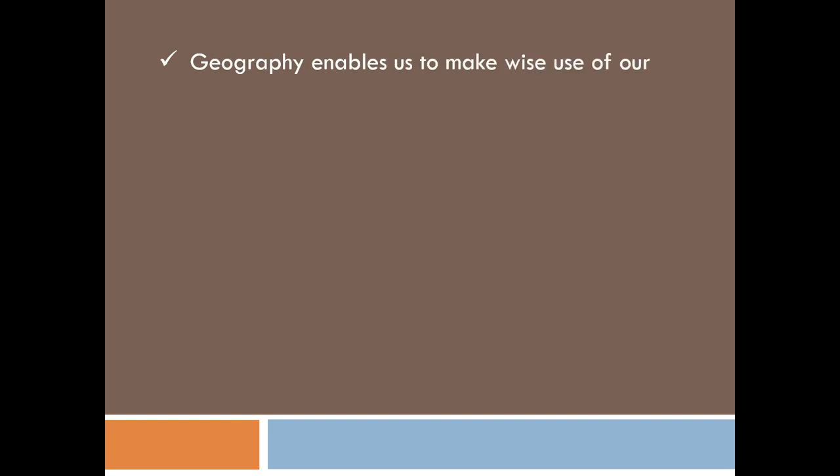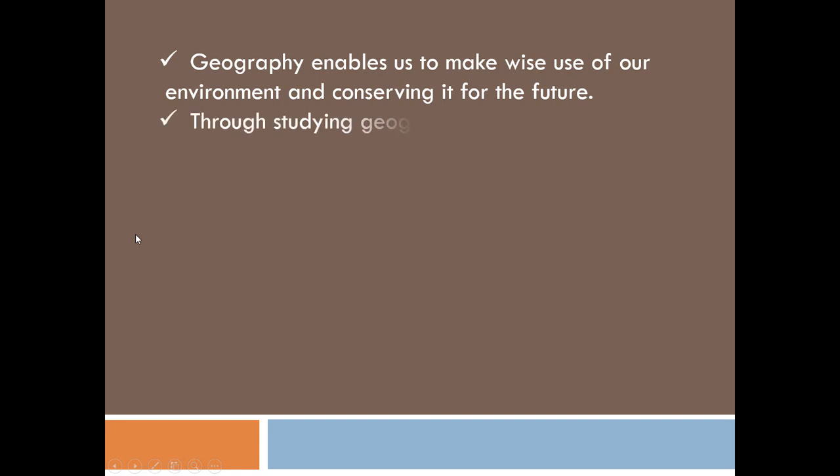Then geography helps us to make wise use of our environment and conserve it for the future, because we looked at the effects. Where the rocks are quarried, you cannot replace them. Where trees are cut down, unless you make wise use of the forests, you cannot conserve those forests for the future. Where the lakes are, if you don't conserve the lakes, then you cannot find them or use them in the future. So through geography, we are able to make wise use of our environment and conserve it for the future.